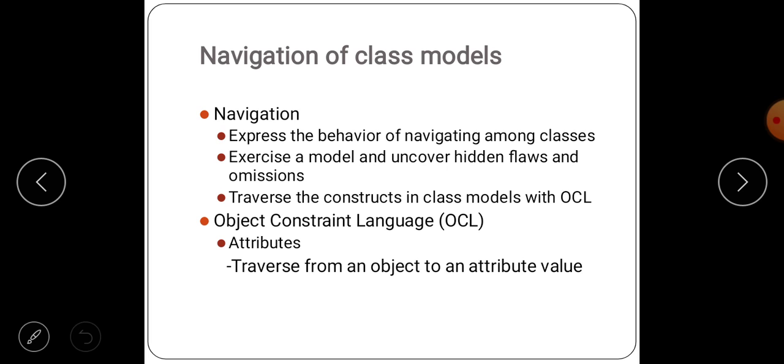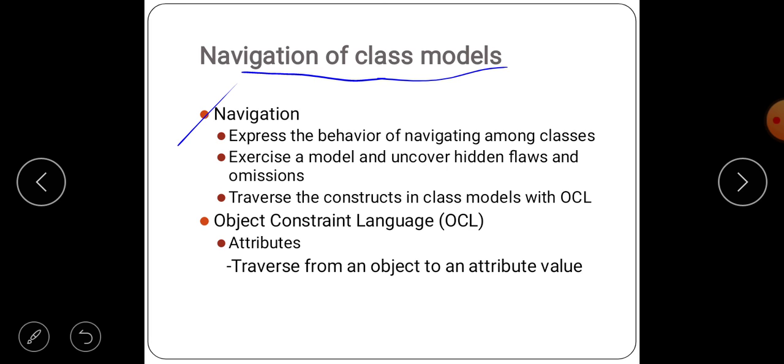The next topic is navigation of class model. We know what is meant by class model: it is a collection of objects and their relationships. The next part of class models is navigation of class model. What is navigation of class model?